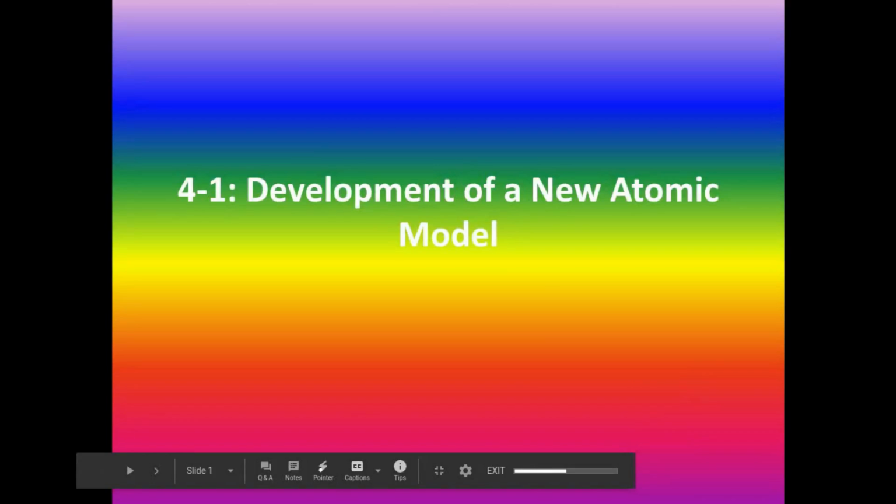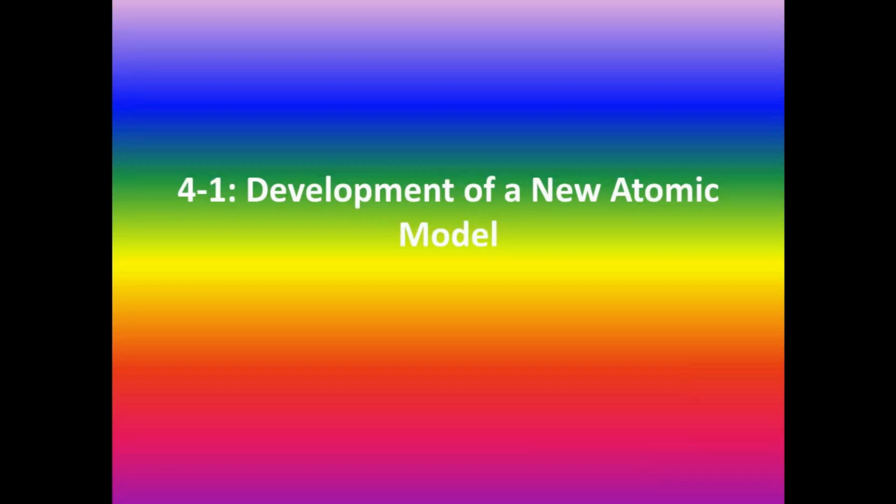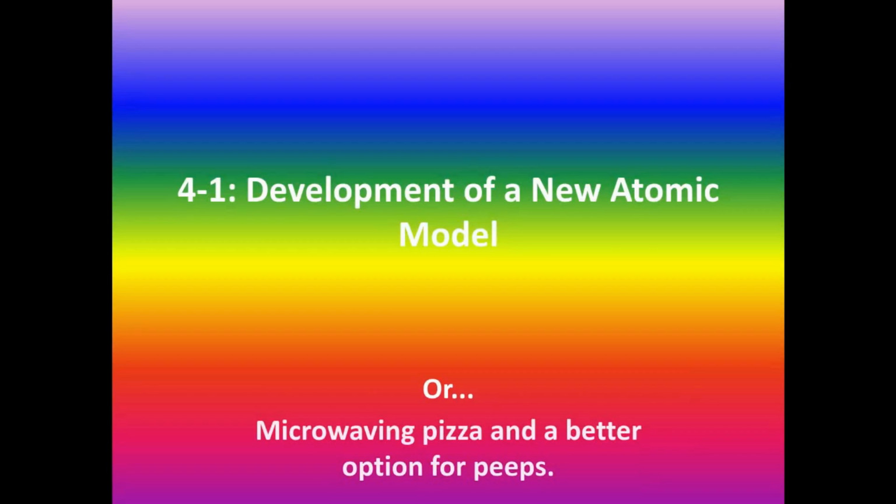In chapter 4, we're going to be looking at the current atomic model. And in this section, we're going to look at how they got to where they are now. So we're going to start off talking about a couple other things.